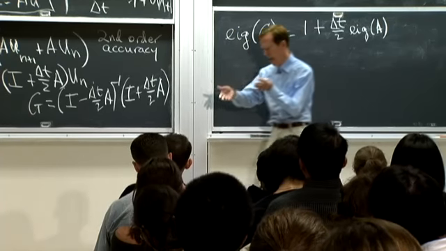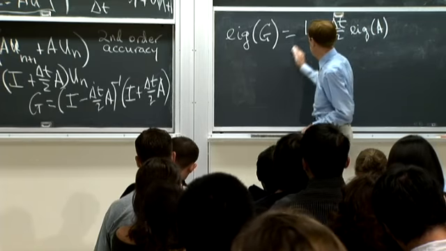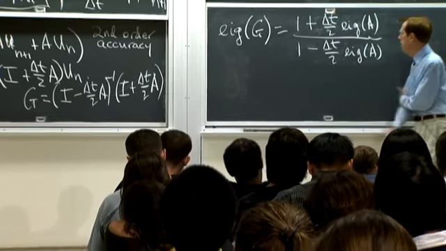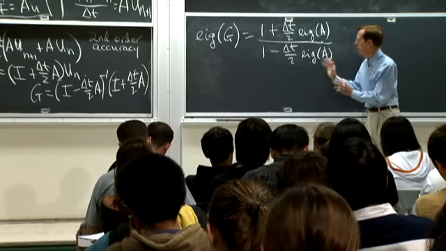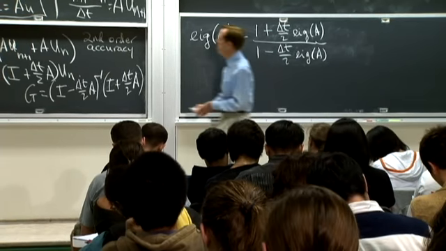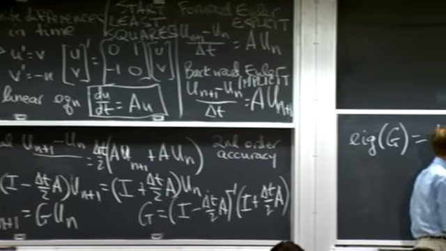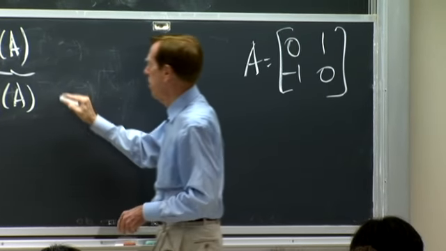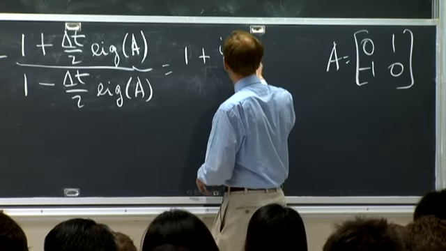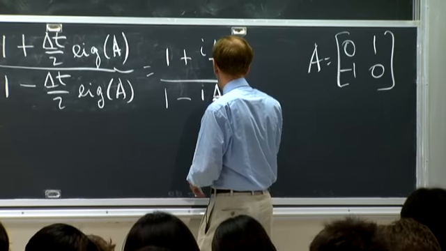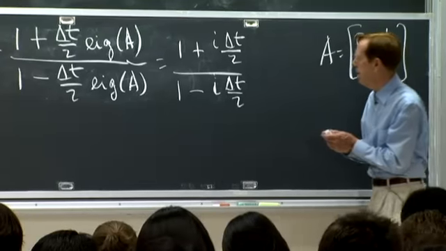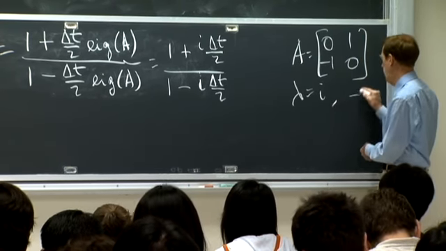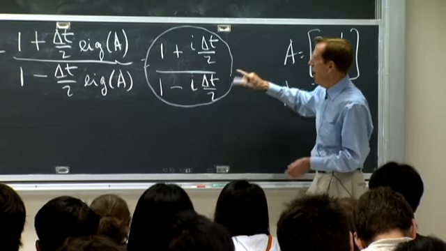And here, this is the inverse, so its eigenvalues will come in the denominator. This will be 1 minus delta t over 2 times the eigenvalues of A. That's pretty good. This actually shows me a lot. In the case of this model example, the eigenvalues were i and minus i, for the special case A equals [0, 1; -1, 0]. This will be 1 plus i delta t over 2 divided by 1 minus i delta t over 2, and the complex conjugate for the other eigenvalue. There would be two eigenvalues. Let me take the one that's i, and then there would be a similar deal with minus i. Okay, that's our eigenvalue of G.